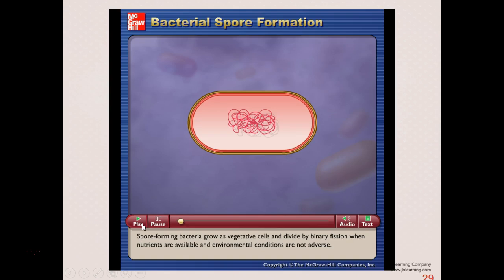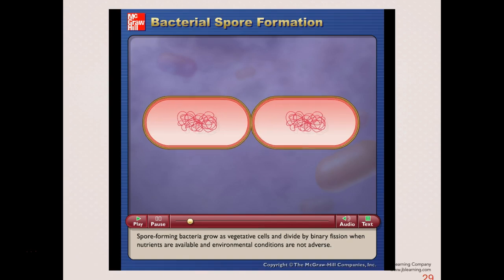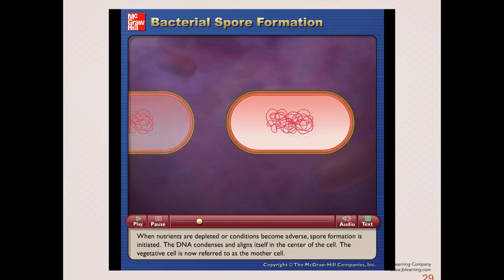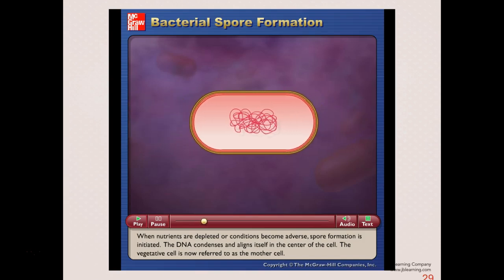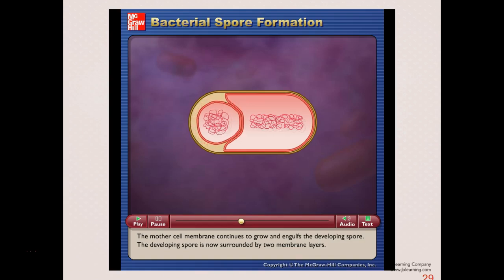Spore-forming bacteria grow as vegetative cells and divide by binary fission when nutrients are available and environmental conditions are not adverse. When nutrients are depleted or conditions become adverse, spore formation is initiated. The DNA condenses and aligns itself in the center of the cell. The vegetative cell is now referred to as the mother cell. Next, the DNA divides into two complete copies, and the mother cell membrane invaginates to form the developing forespore. The mother cell membrane continues to grow and engulfs the developing spore.